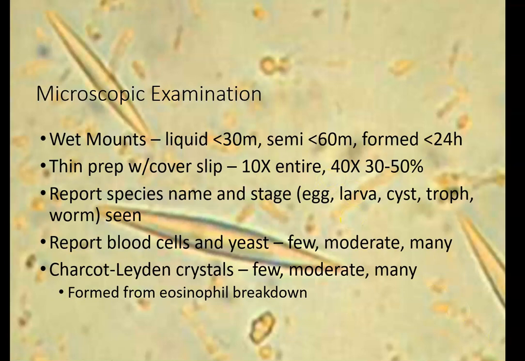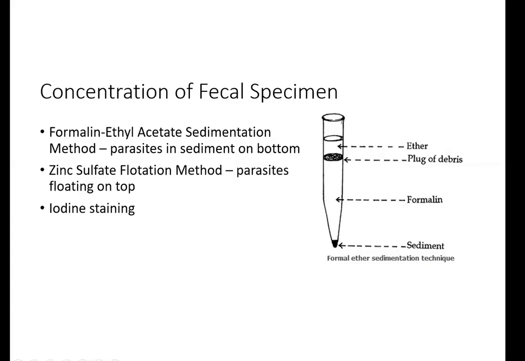And then these spindle-shaped things in the background of this slide are the Charcot-Leyden crystals that may be there if there were actually eosinophils in the stool that have broken down. Right. So, once you look at the fresh specimen wet mount, which does not always happen, then we're going to have to start processing it.